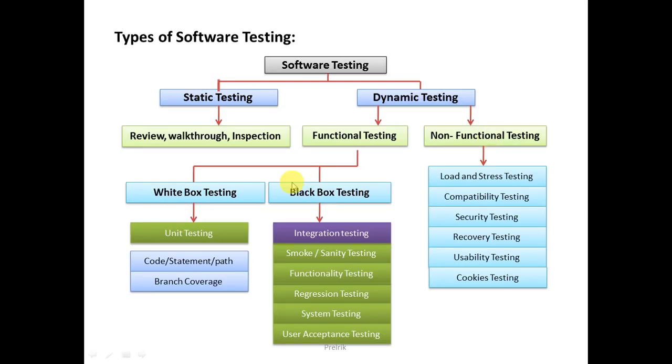What black box testing covers is integration testing. Integration testing is something you do when you integrate two different units of code which have already passed unit testing. If you integrate two units or more than two units, then integration testing will be performed, checking the requirements of data flowing from one unit to another unit.